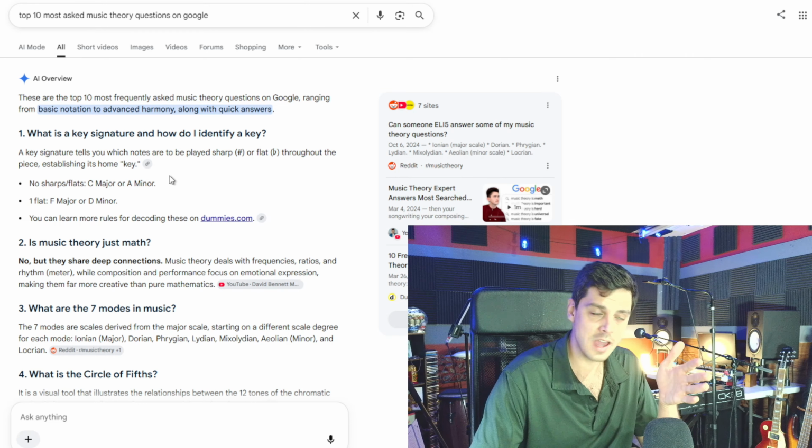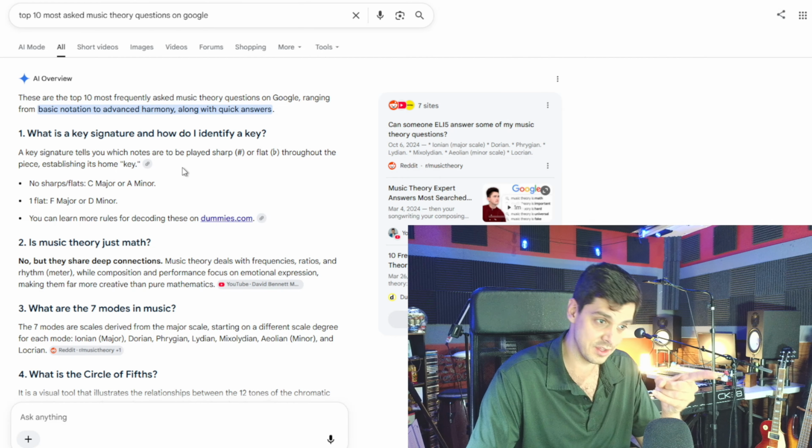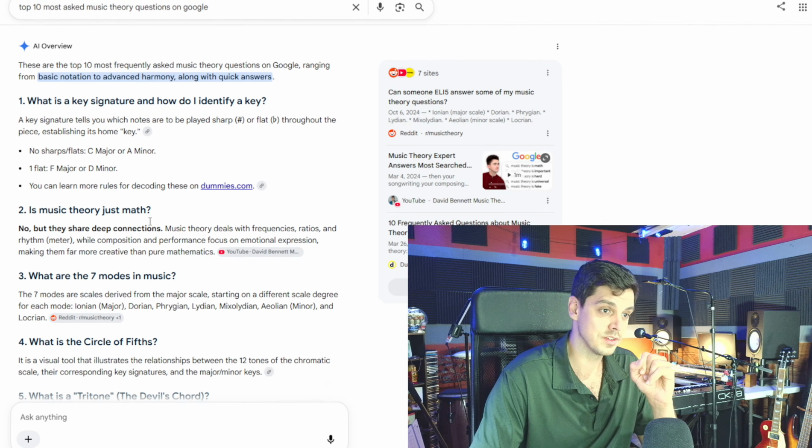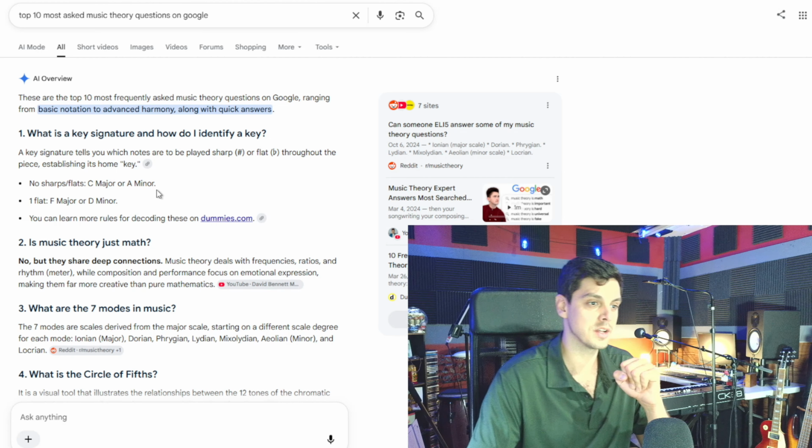But so far, if you wanted a bare bones answer to the question, what is a key signature? Sure, that makes sense. It doesn't tell you about the circle of fifths, although I do see down there is a little bit of a circle of fifths thing, so I guess we'll get to it. But a key signature? Sure, good job. If you want to learn about what a key signature is, you can ask Google.